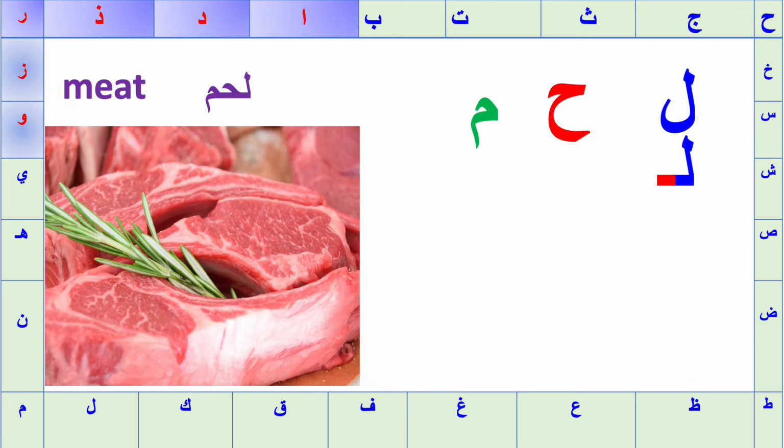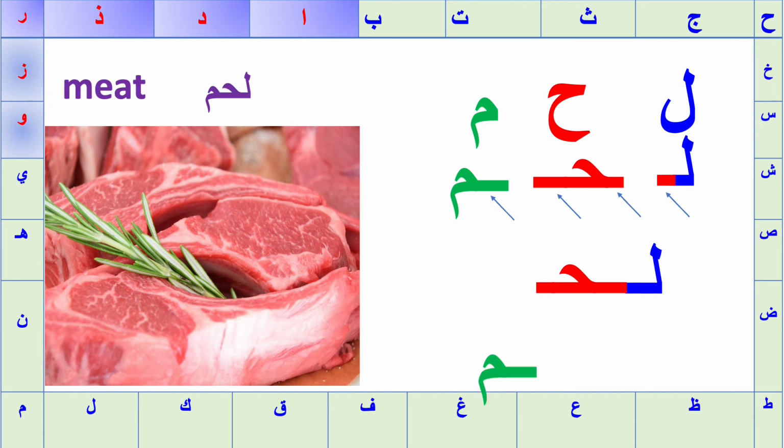So the lam will connect with the following letter, so it's extended to the left so that it can connect with the ha. The ha can connect to the right and left, so it is connected with the lam and also made ready to connect with the mim. That's why it's extended to the right and to the left. Then the mim can connect with the ha. Lahm. That is the final form of the word lahm.